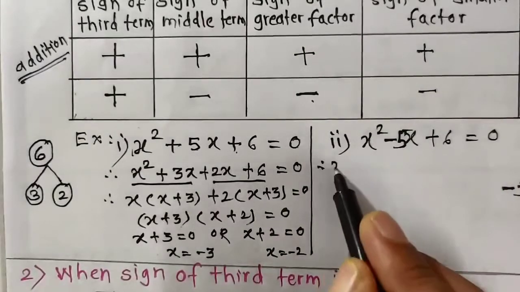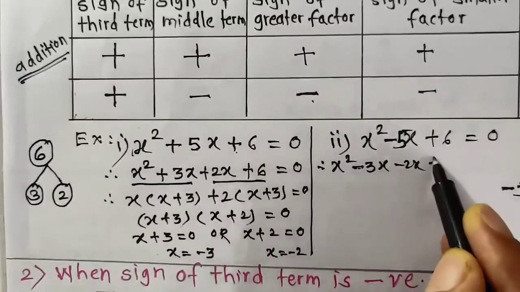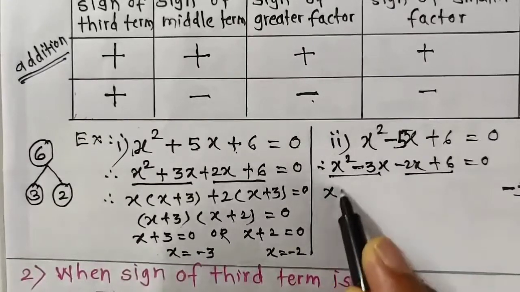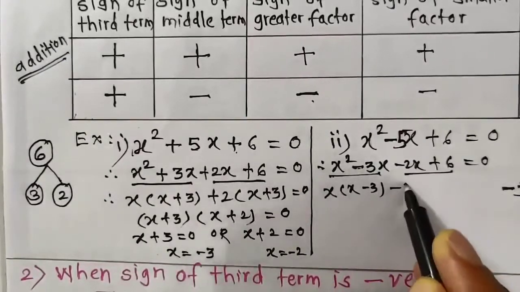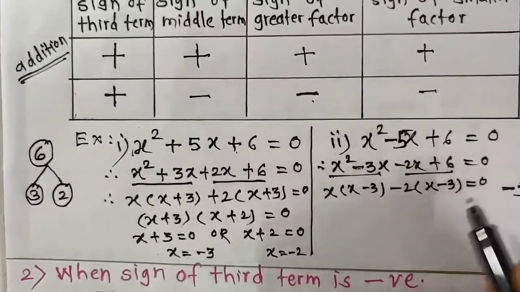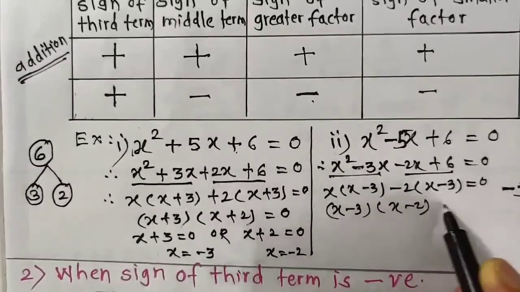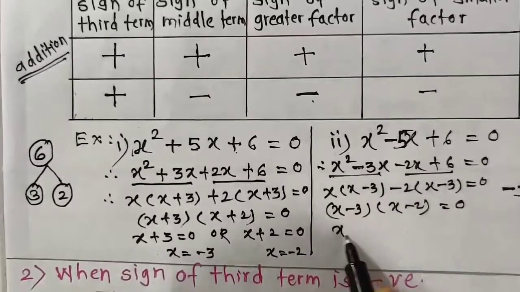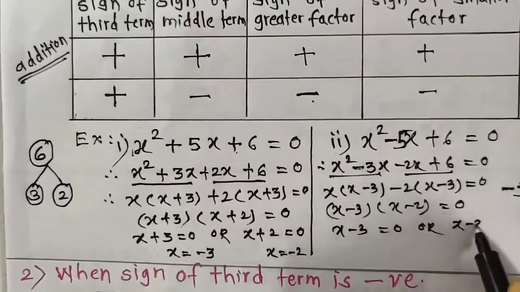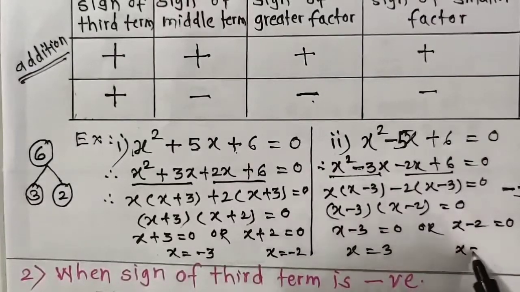So we get x square minus 3x minus 2x plus 6 is equal to 0. Again find the common factor. x into bracket x minus 3, minus 2 into bracket x minus 3 is equal to 0. Therefore x minus 3 is one common factor and x minus 2 is another common factor. So either x minus 3 is equal to 0 or x minus 2 is equal to 0. So we get x is equal to 3 or x is equal to 2.